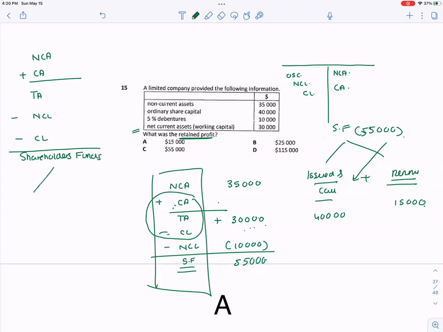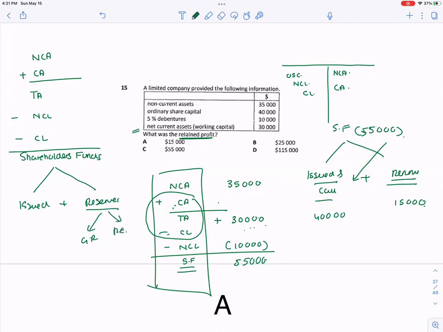And shareholders funds is made up of two things. What are the two things that it is made up of? Issued capital and reserves. Issued capital, not retained earnings, and general reserve. Reserves is made up of two things: general reserves and retained earnings.